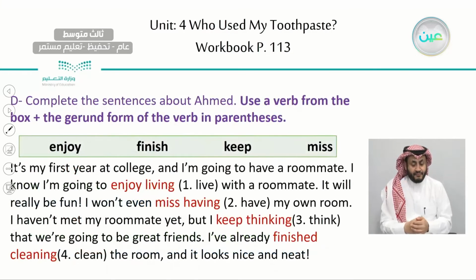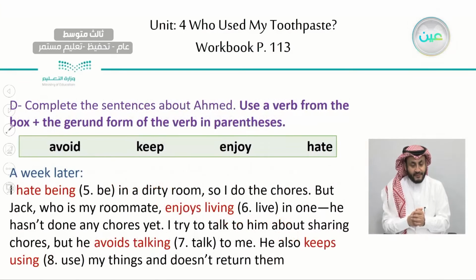Now moving on to exercise D. Here you have to complete the sentences about Ahmed. You have to use the verb form in the box. So you have to use one of these verbs, plus you have to change the verb between brackets, okay? Like for number 1, the answer, enjoy living. Number 2, miss having. 3, keep thinking. 4, finish cleaning. This is for the first paragraph.